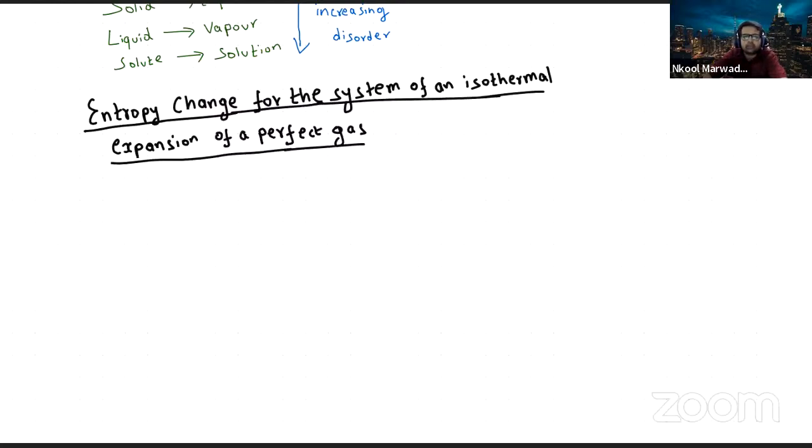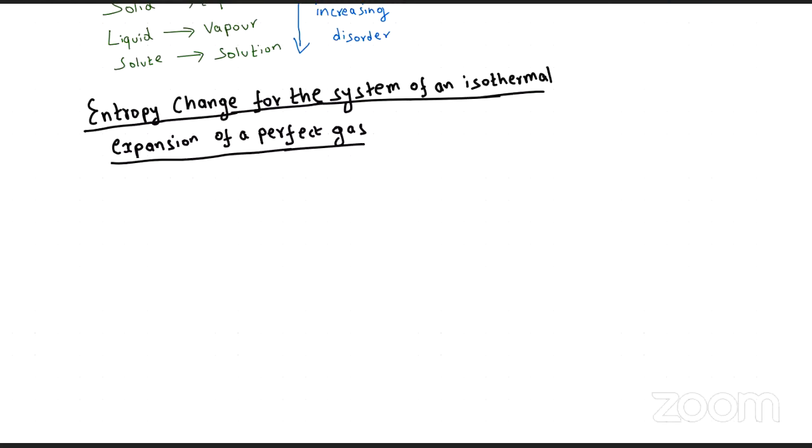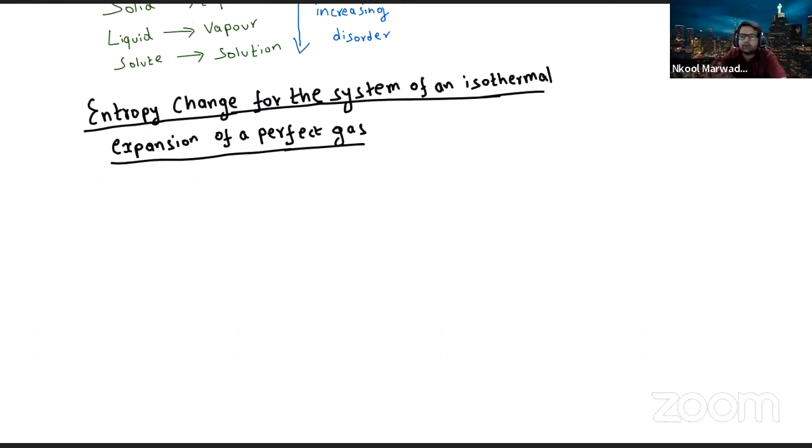Now see, isothermal means constant temperature, and when the temperature is not changing, internal energy will not change. Very important discussion I am making. Whenever the temperature is constant, internal energy has to be constant. So in an isothermal process, delta U has to be zero. No change in internal energy will be there.